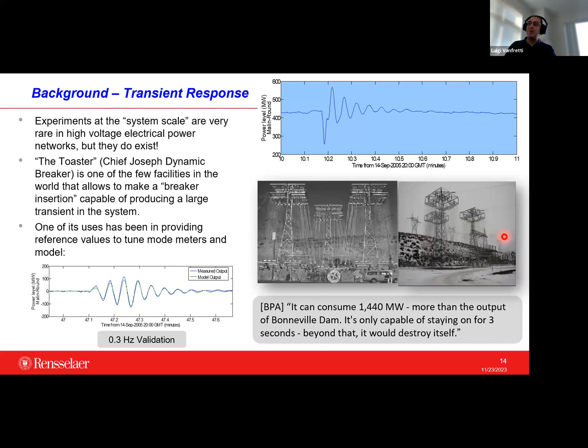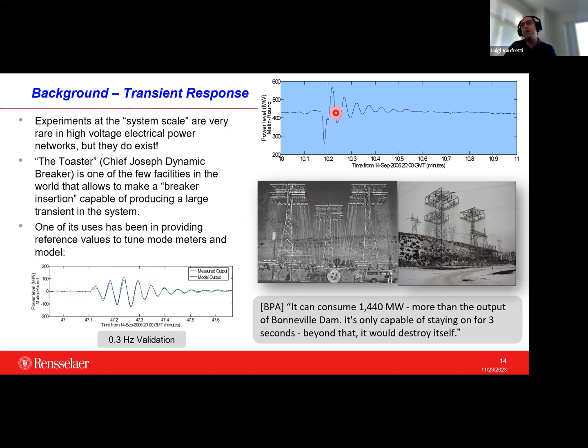This is called a toaster. This is to make system-scale experiments. Basically, this is a big resistor that they connect to ground. You can only connect it for about 3 seconds before it consumes itself, it blows off. And that allows you to create a transient in the system. So here you're adding about 150 megawatts of load. That's a tremendous amount of load to do an experiment.